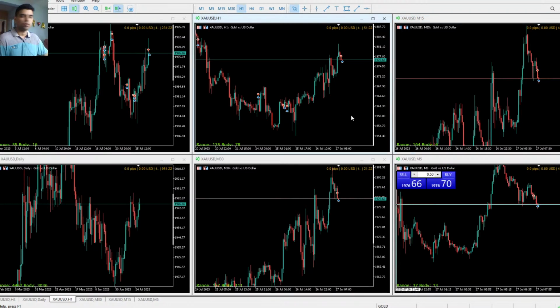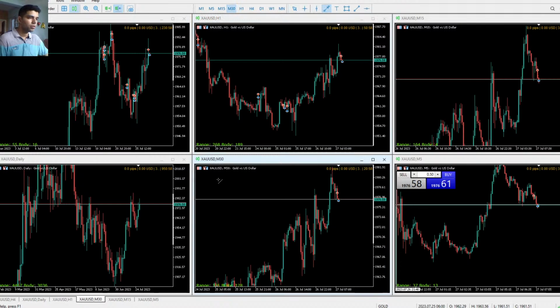Let me tell you guys why I take this trade. So when I first look here, I first look at the H1 time frame, and there was a nice bullish red candle in H1 time frame, and in 30 minutes time frame there is like, let me show you guys here, there's like downtrend, and there was a slight pullback and like this, right?